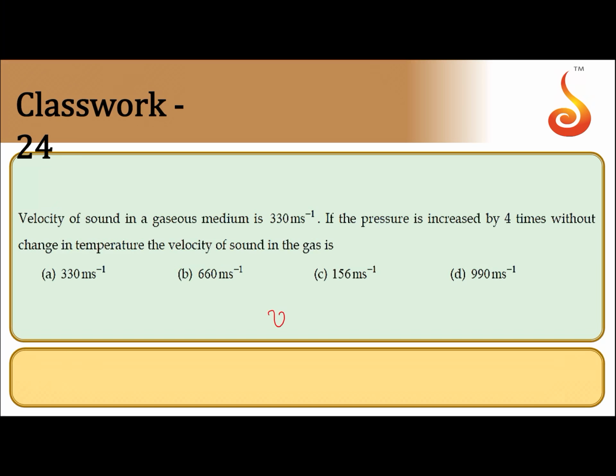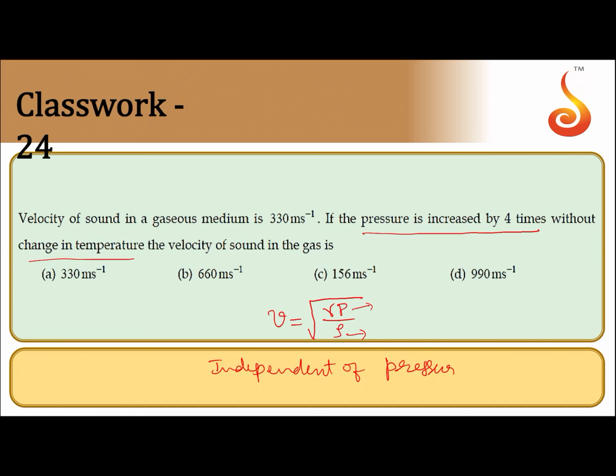See, we know that velocity of sound according to Newton-Laplace formula in air is given by root of gamma P by rho. Now you are making the pressure 4 times without changing the temperature. When temperature is not changed, if the pressure is made 4 times, density also becomes 4 times, so that the ratio P by rho remains constant. So as long as temperature is constant, velocity of sound is independent of pressure. Since it is independent of pressure, it will remain at 330 meter per second. That is option A.